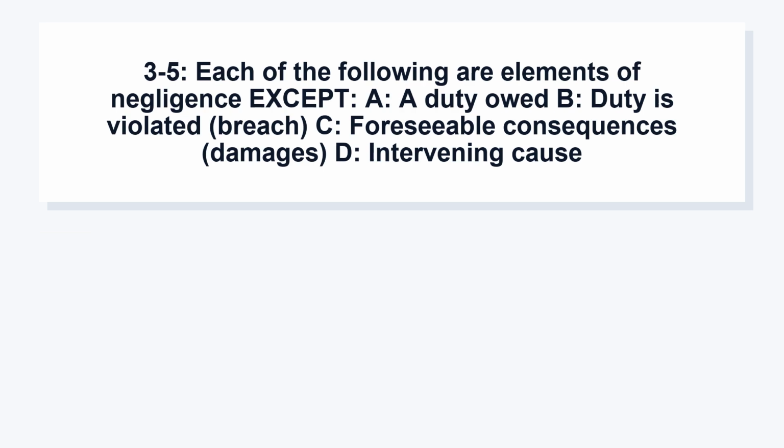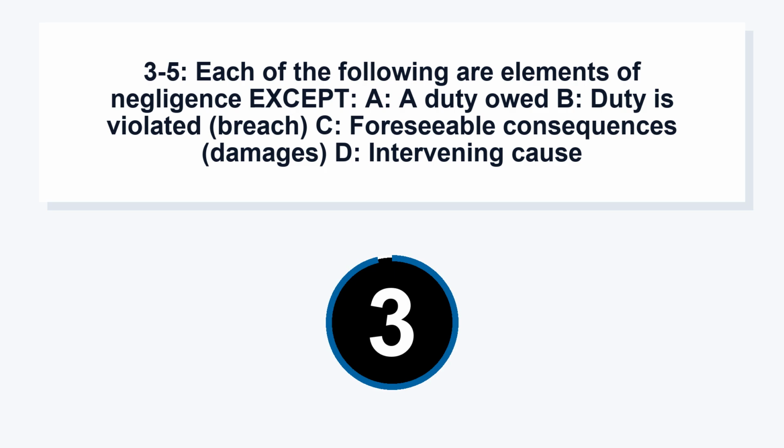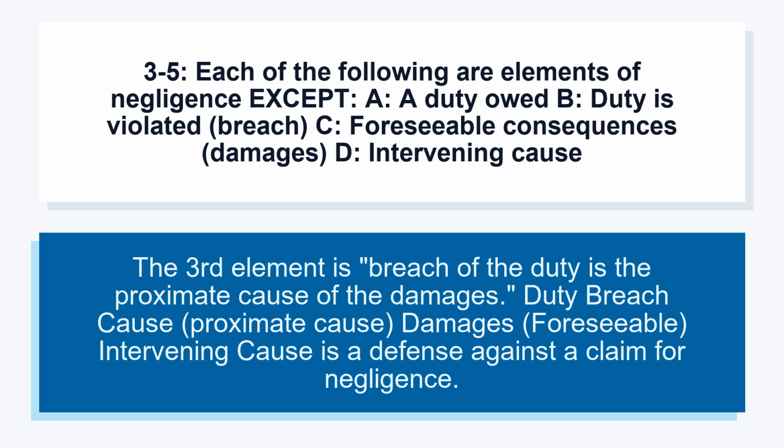3 to 5 each of the following are elements of negligence except a duty owed, b duty is violated, breach, c foreseeable consequences, damages, d intervening cause. The third element is breach of the duty is the proximate cause of the damages. Duty, breach, cause, proximate cause, damages, foreseeable. Intervening cause is a defense against a claim for negligence.